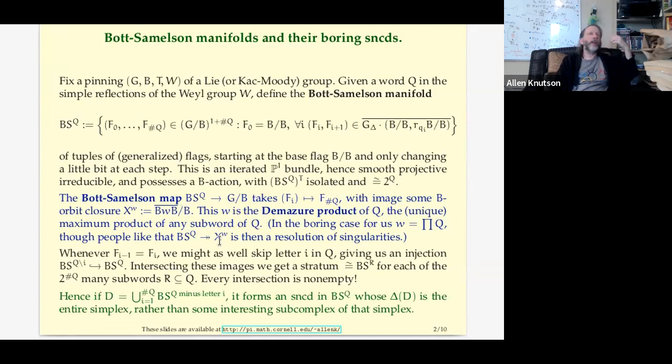And it's not a small resolution, it's not a strict resolution. In some ways, it's kind of bad from the point of view of people who think about resolutions of singularities. It is a very combinatorially comprehensible resolution because, like I said, it's got this torus action with isolated fixed points, and you can just enumerate them. So it's got its good and bad qualities. All right, so I already complained about the SNCD here and how boring it is.